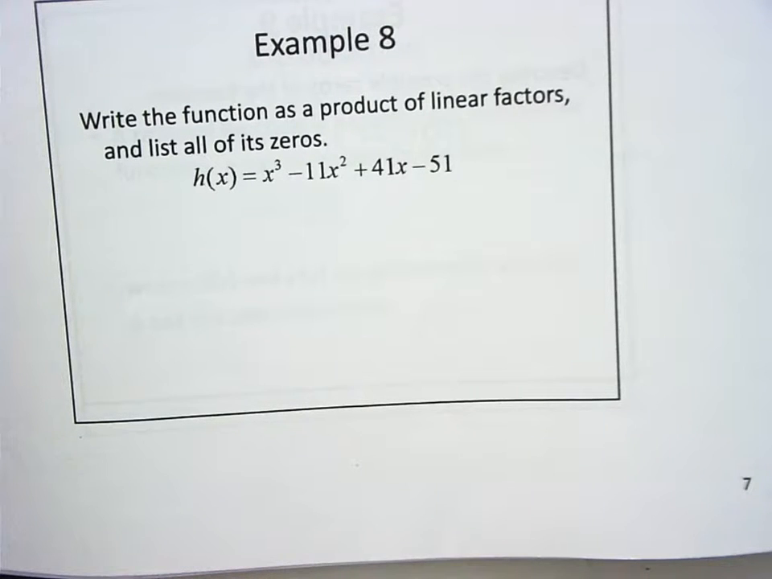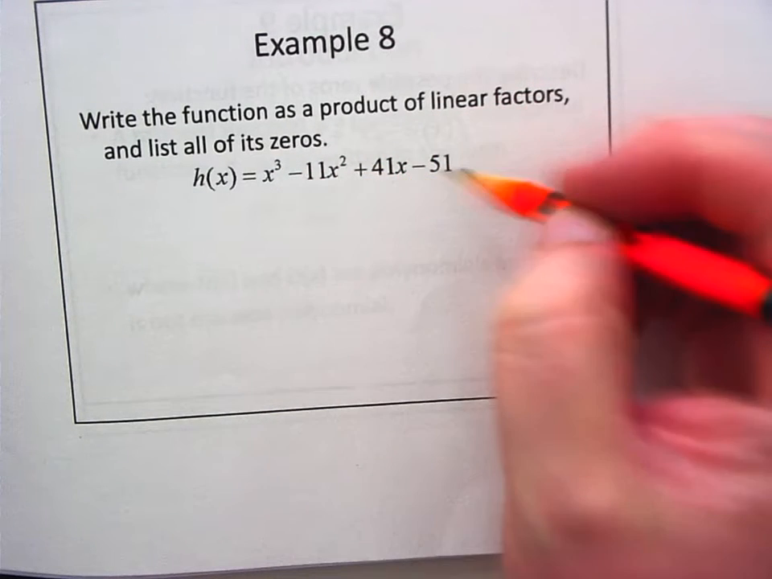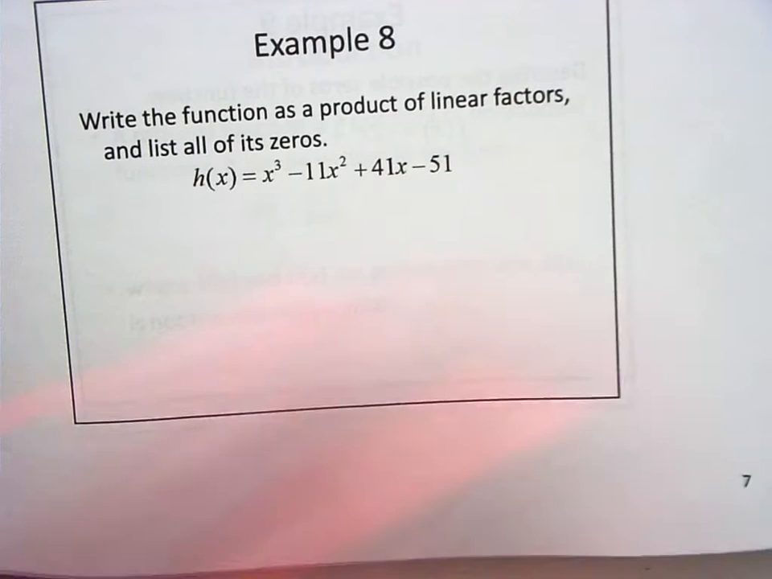Can I factor it? Yeah. I could try doing it by grouping, but all I'm going to take out here is an x squared, and there's nothing in common between 41 and 51, so there's nothing that's going to come out.